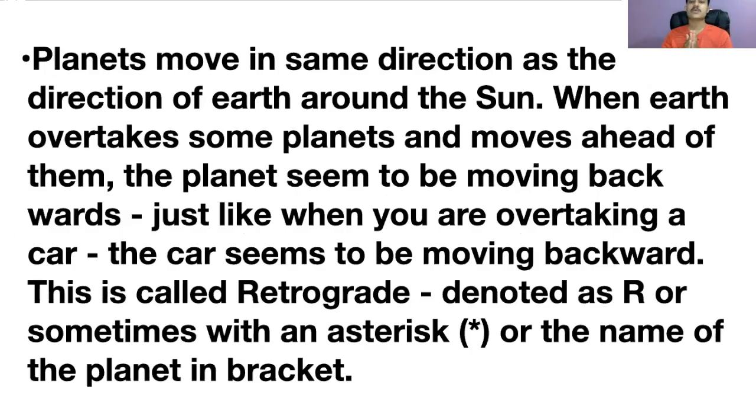Now, planets move in the same direction as the direction of Earth around the Sun. When Earth overtakes some planets and moves alongside them, the planet seems to be moving backwards, just like when you are overtaking a car, the car seems to be moving backward. This is called retrograde, denoted as R, or sometimes with an asterisk or the name of the planet in brackets on some websites.